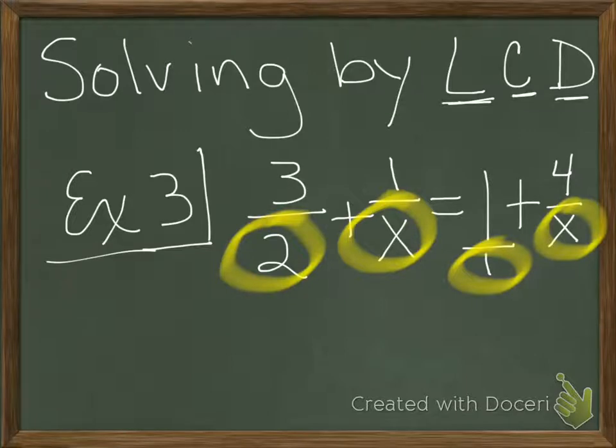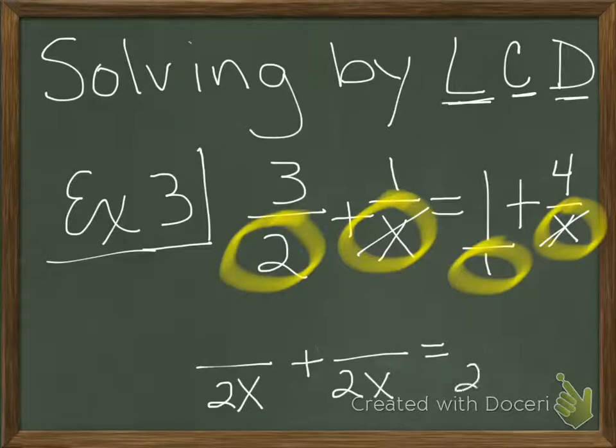Then I'm going to look at these denominators to see what my common denominator would be. And I have a 2, and I have x twice, but I'm only going to write it once, and I have a 1, which doesn't change anything because 2 times 1 is still just 2. So I'm going to write each of my denominators as 2x.